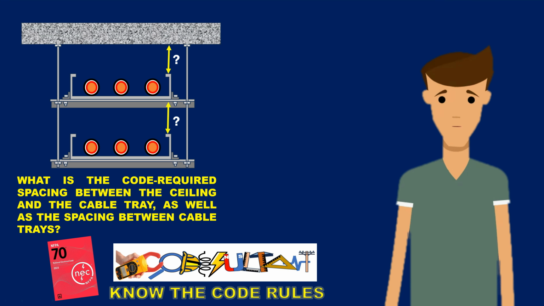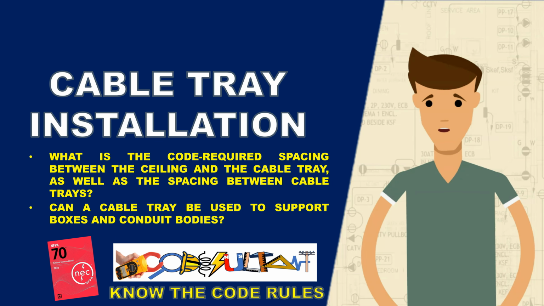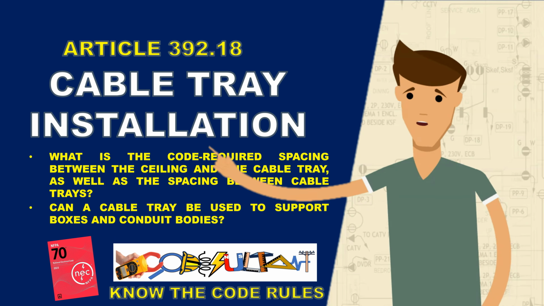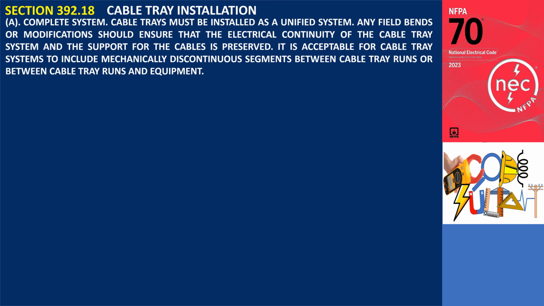Hello everyone. In our video we will discuss the rules of the code for the installation of cable trays for medium and low voltage systems as specified in section 392.18. Without further ado, let's proceed with our topics. Section 392.18, Cable Tray Installations.